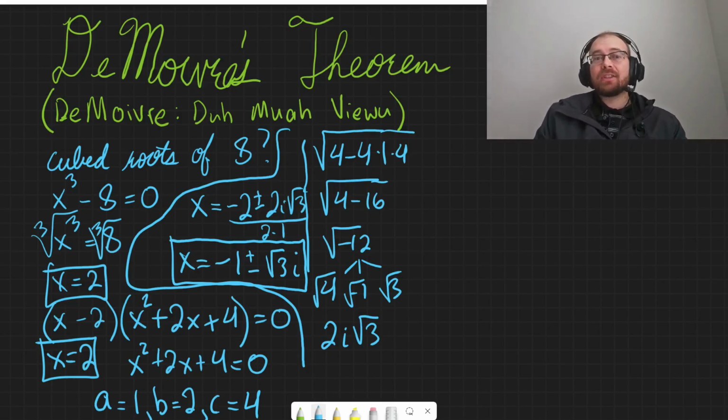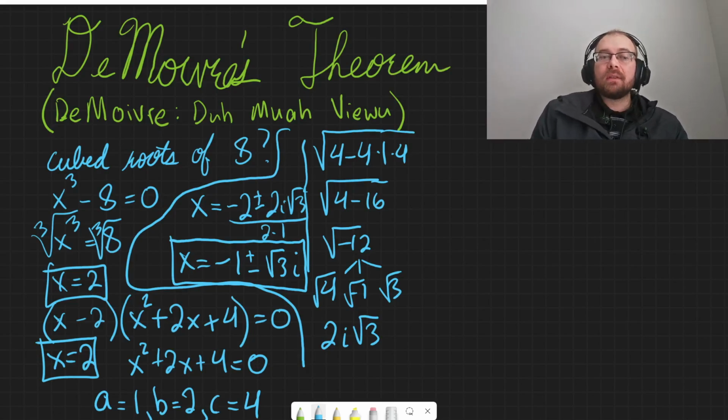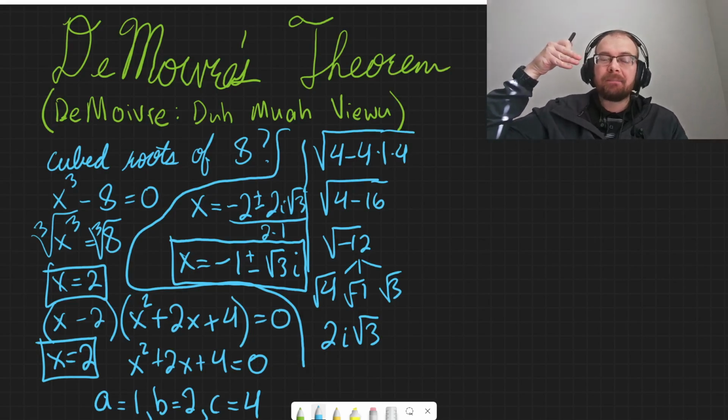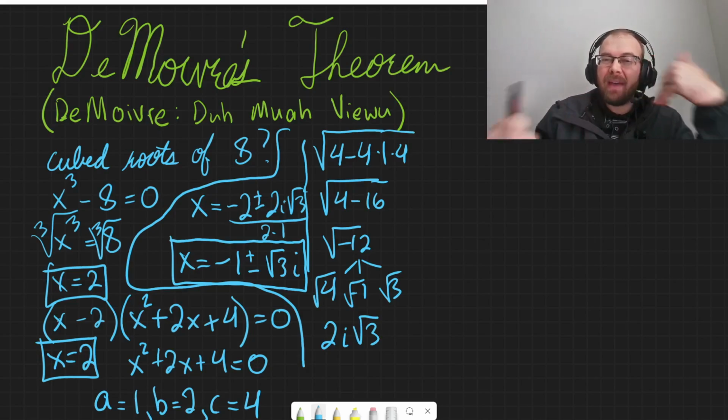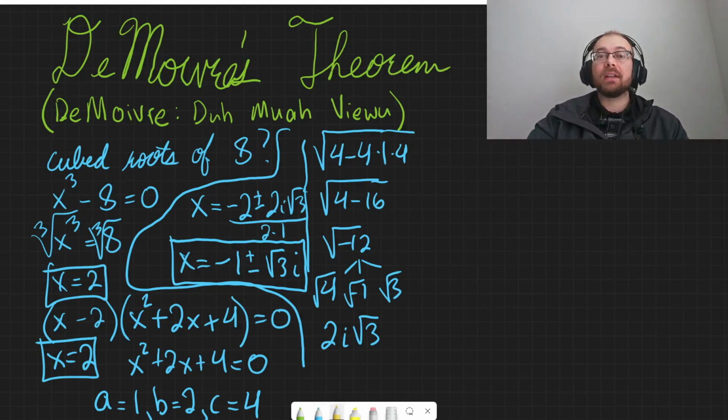Now I haven't actually done DeMoivre's theorem yet, but I have all of the answers because sometimes there's a loophole. Sometimes you can get all of the roots of a number without having to do DeMoivre's theorem. But sometimes, especially for higher roots, there's not really a nice alternative method to find out what the roots actually are. So now we're going to do DeMoivre's theorem.